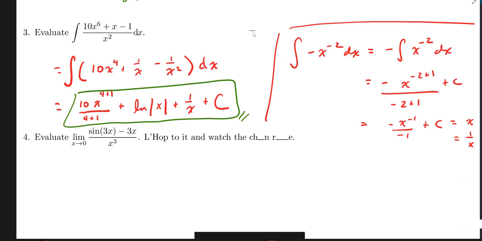Additionally, I would like you to think of it as when you take a generic antiderivative, you're looking for a family of functions, all of whom have this as their derivative. And so that plus c shows you that you're talking about an entire family of functions. Great.